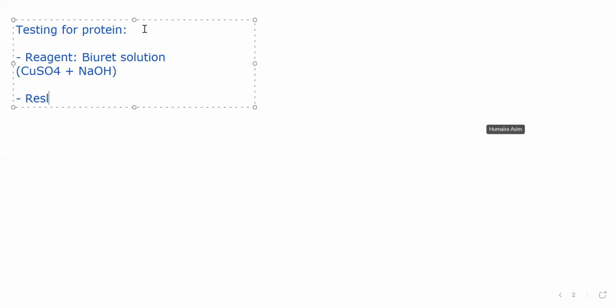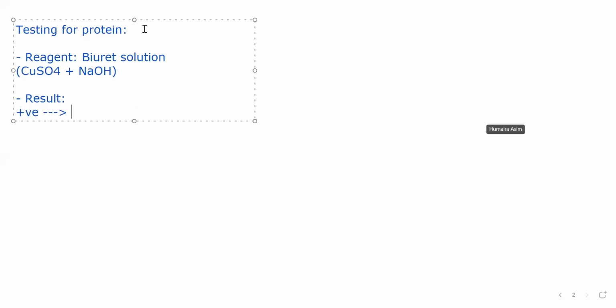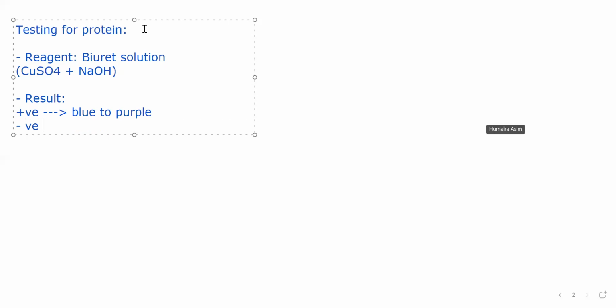So when we are talking about the positive result, it will change from blue to purple. And if it is negative, what will happen? It will remain blue. In the exam, it is very important to mention which color it is going to change to.